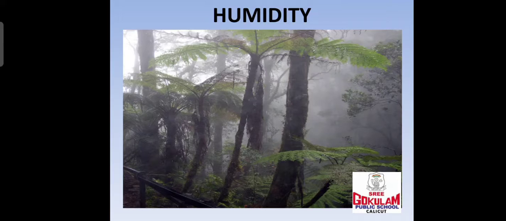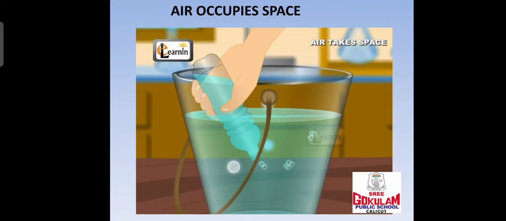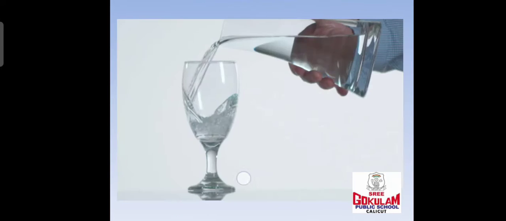Now we can learn about the properties of air. The first property of air is air occupies space. To understand this property, we can do an experiment. Take an empty glass and pour water into it. Air escapes from the top of the glass as the water fills the glass.